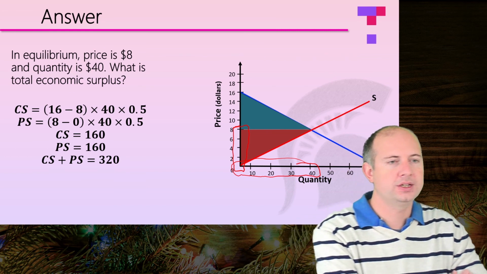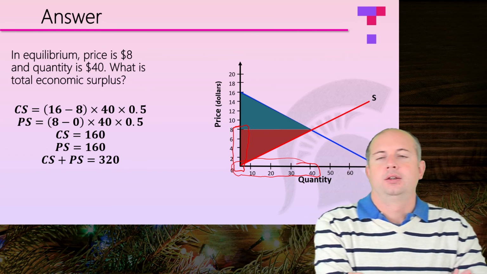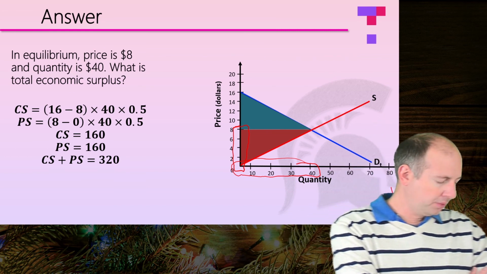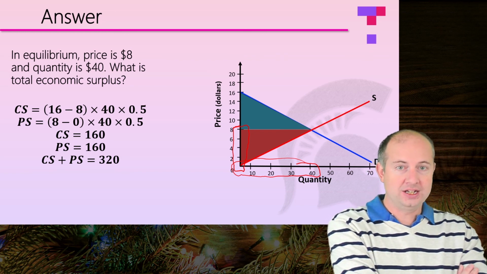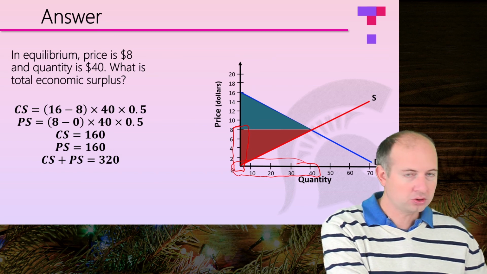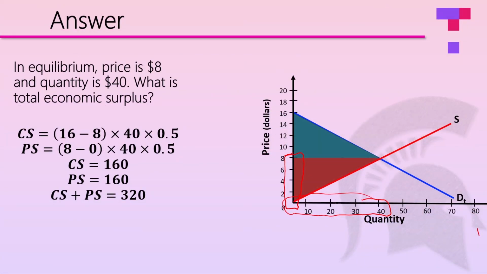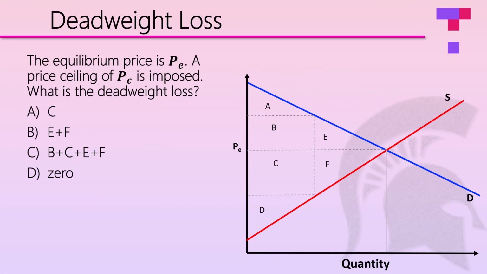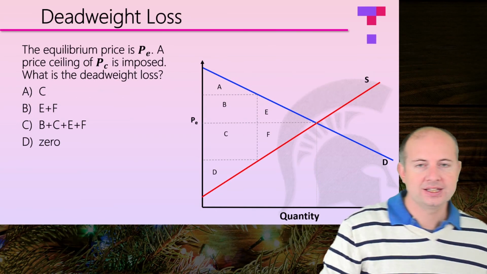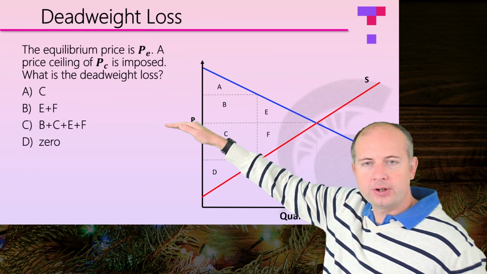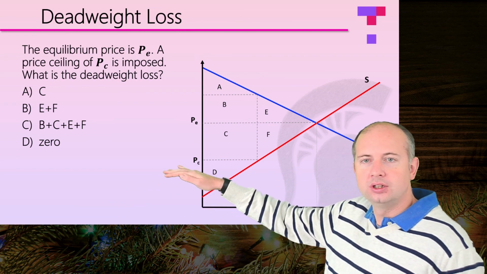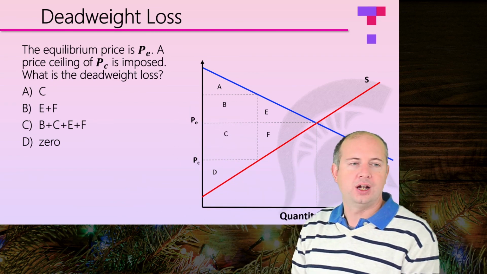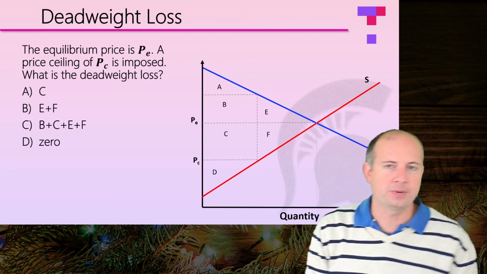Next thing we will do is look at one more problem that talks about finding producer surplus, consumer surplus, and deadweight loss when we have price control in place and we're not in equilibrium. So equilibrium price is PE. A price ceiling of PC is imposed. What is the deadweight loss? So that's our first one we'll look at.